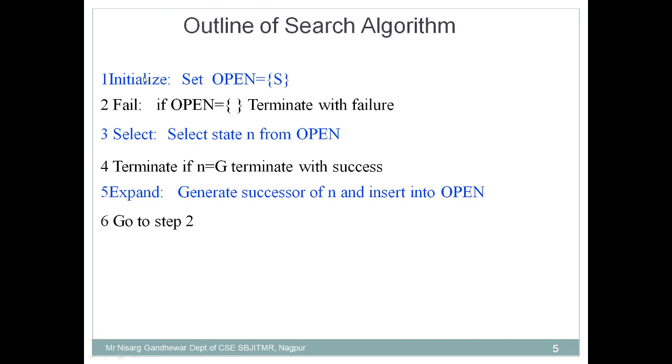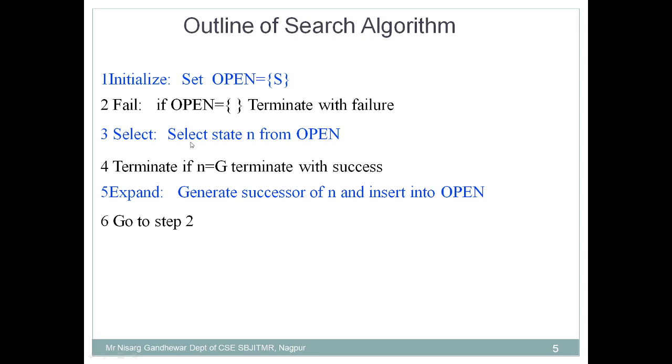First, we have to initialize the set open equals to s. Open is a list that consists of a number of states, because we need to move from the initial state to the goal state, and in that case you have a number of intermediate states. So first we initialize one list called open, which consists of states, including the initial state and the goal state. Then in step 2, if the list open is empty, you have to terminate with failure. If no state is available in your list, there is nothing left to explore, so your search is going to end.